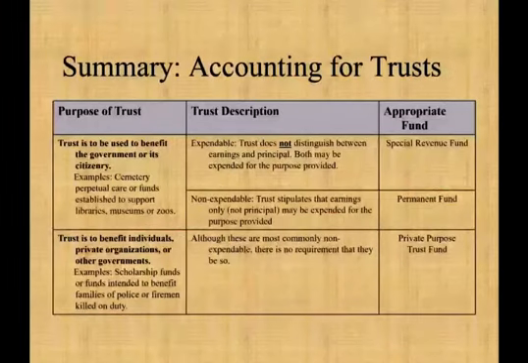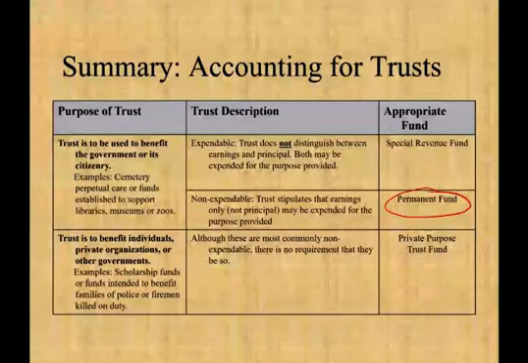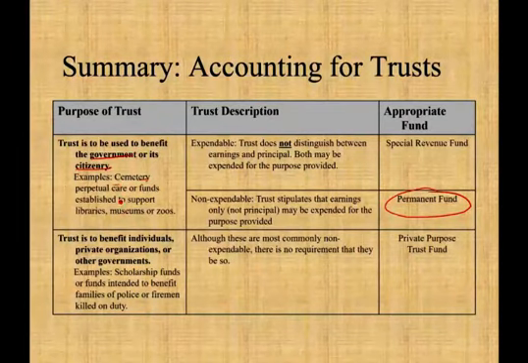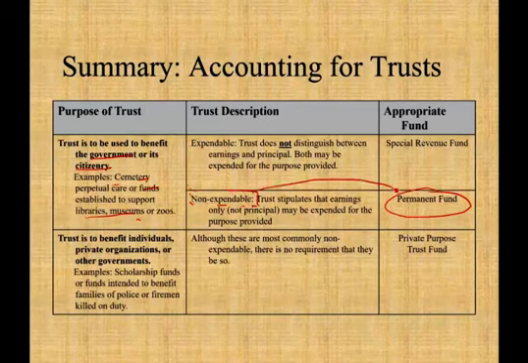And I used this slide in the prior lecture when we did the permanent fund. This is also a summary. For example, a trust that's used for the benefit of the government and its citizenry, such as somebody taking care of the cemetery, or funds to establish support for the library or museum. As long as it's non-expendable, we call it a permanent fund. If it's expendable, then it's a special revenue fund.